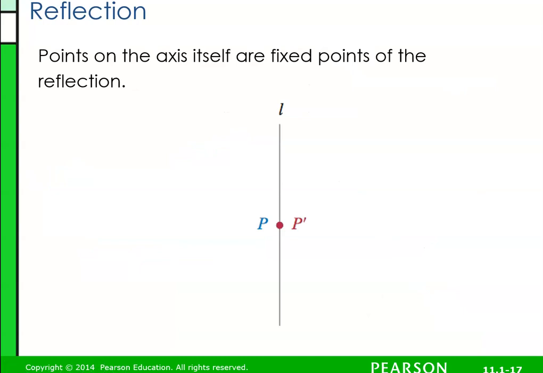Points on the axis itself are what we call fixed points. So this is an example where P reflects onto itself, P prime. That's what we call a fixed point.